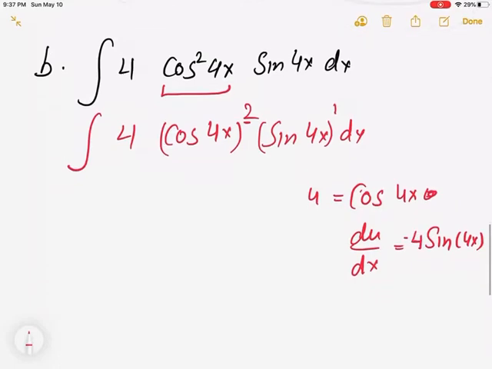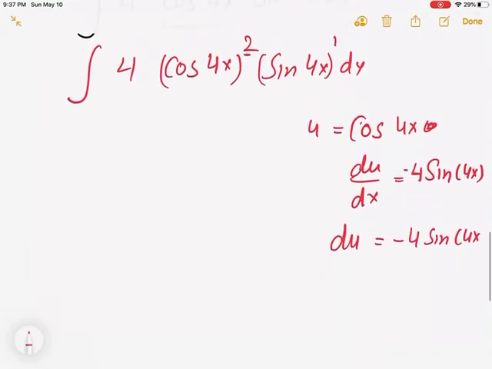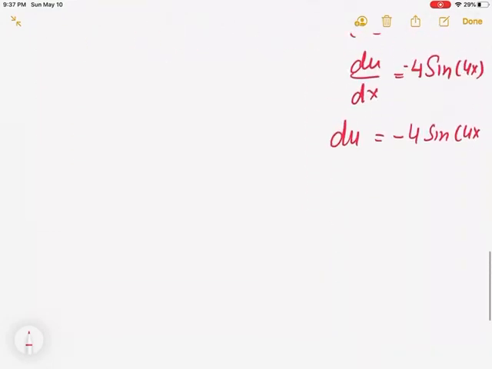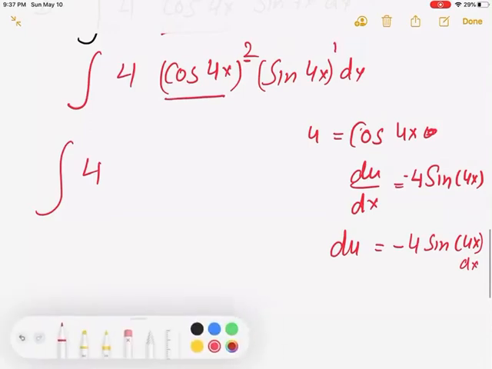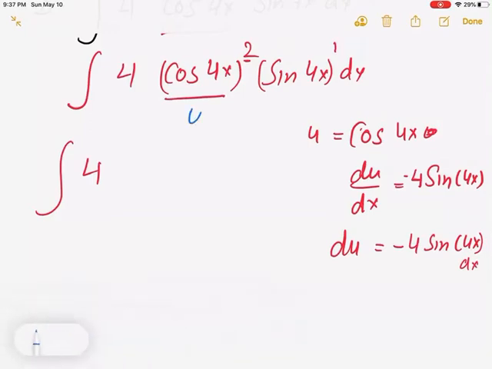Here you go. Let's do the cross product just in case we need it later on. So du equals negative 4 sine 4x times dx. Okay, back to the original. So we already have 4. This part is equal to u, so u squared. So I have this, this, and this left.